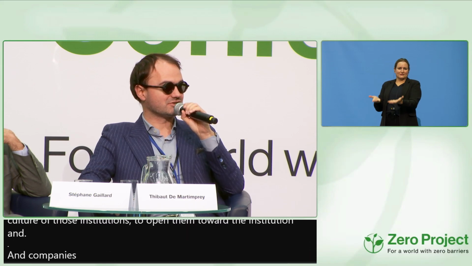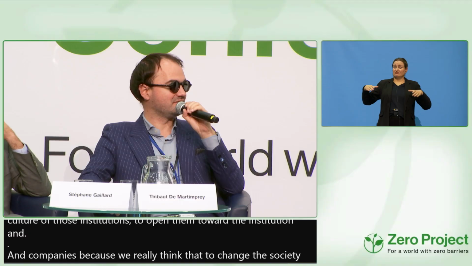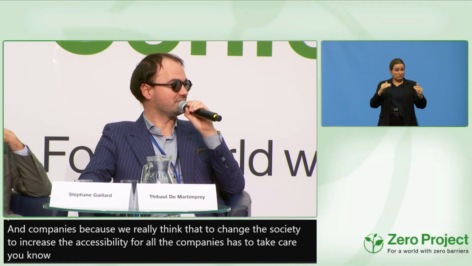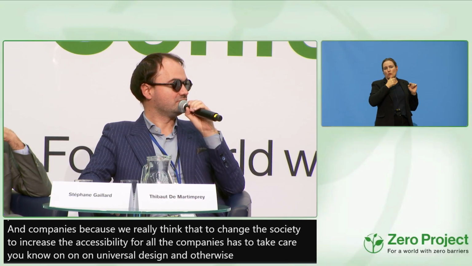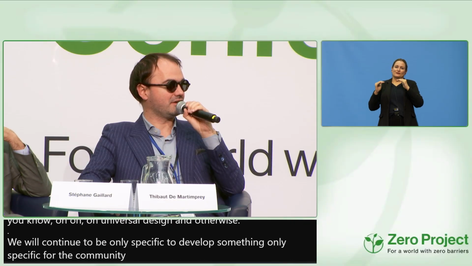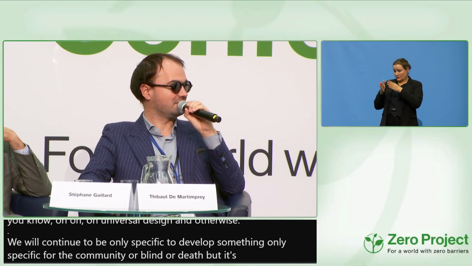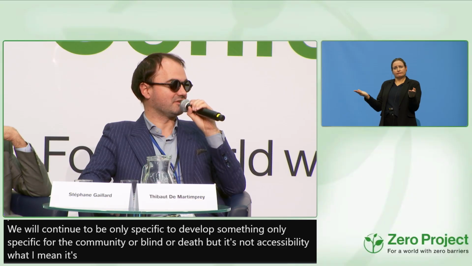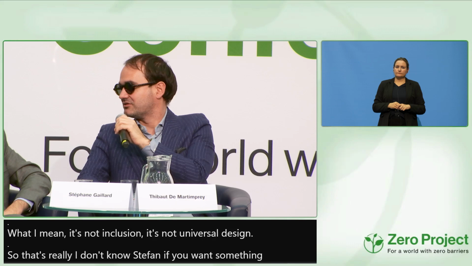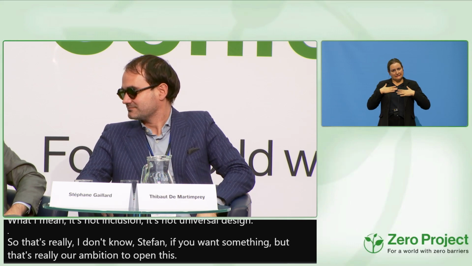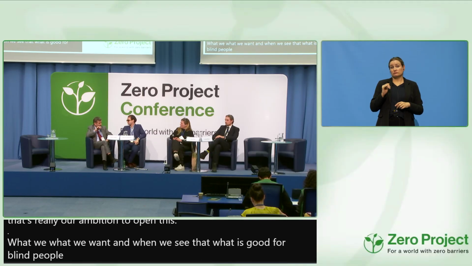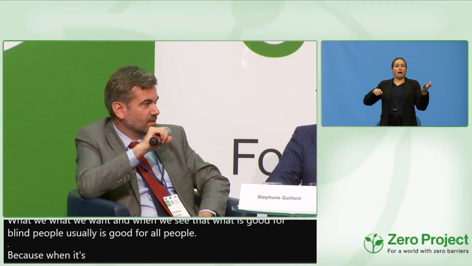Because we really think that to change society and increase accessibility for all, companies have to take care of universal design. Otherwise we will continue to develop something only specific for the community of blind or deaf people, but that's not accessibility. It's not inclusion. It's not universal design. Stefan, if you want to add something, but that's really our ambition. And we see that what is good for blind people is usually good for all people, because when it's more accessible for us, it's more accessible for you.